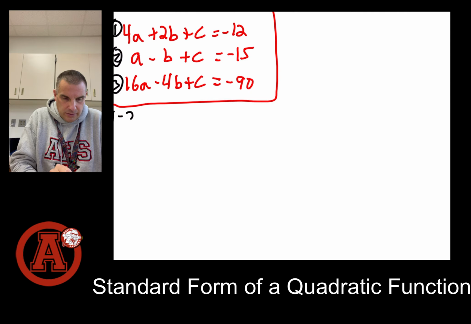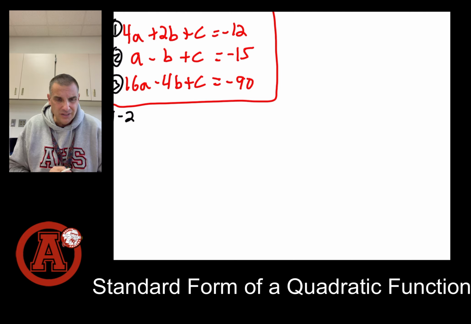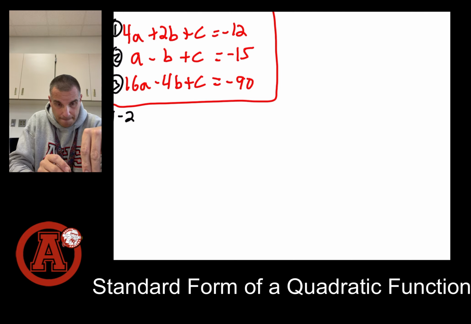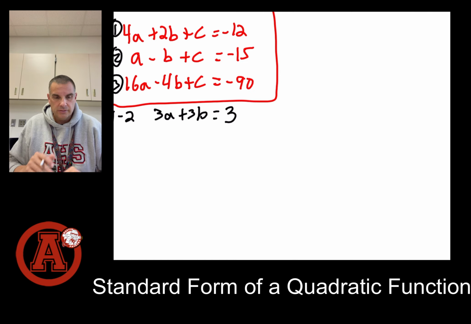1 minus 2. And I'm just going to do it up there now. Try to keep it straight in my head. So 4a minus a is 3a. 2b minus negative b, so 2b plus b is 3b. c minus c goes away. Negative 12 plus 15 is 3. So we've got 3a plus 3b equals 3.